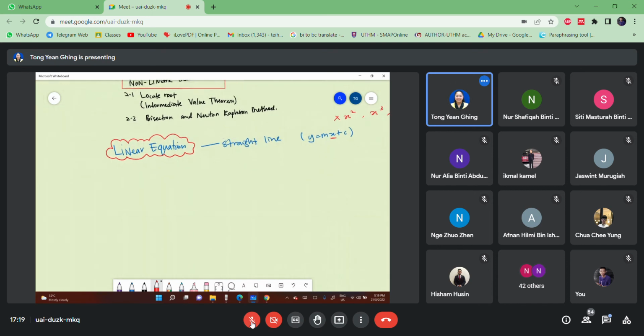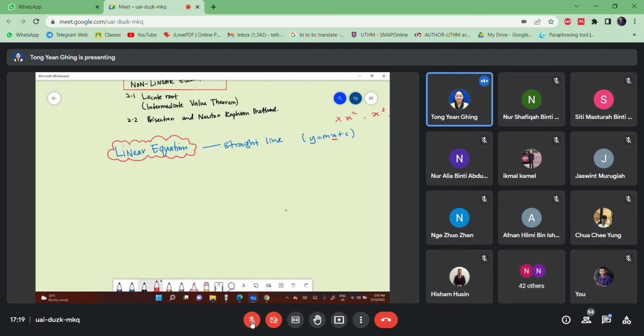Okay, for example, let's say I draw a graph, x and y. For example, the graph is like this, and this is f(x). Maybe its equation is like this. So this is b, the intercept, f(b) at b.